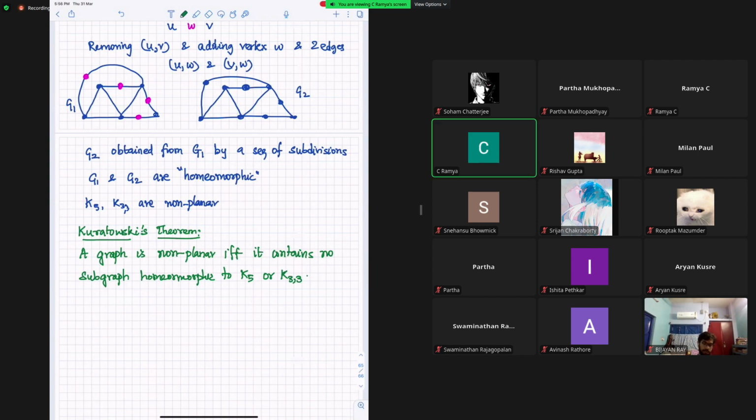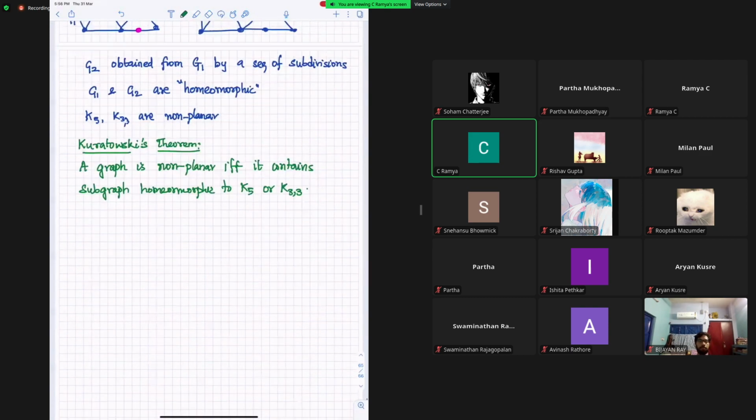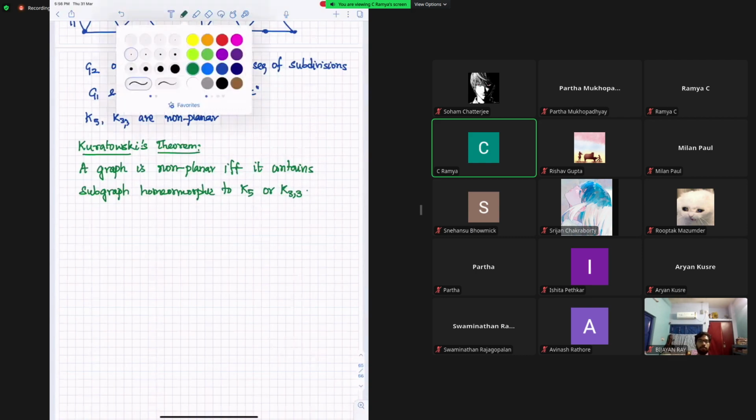I will just write this. In the sense that if it contains K5 or K3,3, I know the graph is not planar. And it is okay to say that if a graph is not planar, then some copy of either K5 or K3,3 should sit inside the graph. This is very strong. There is nothing else outside K5 or K3,3 that is important for planarity. So this is a very strong theorem.